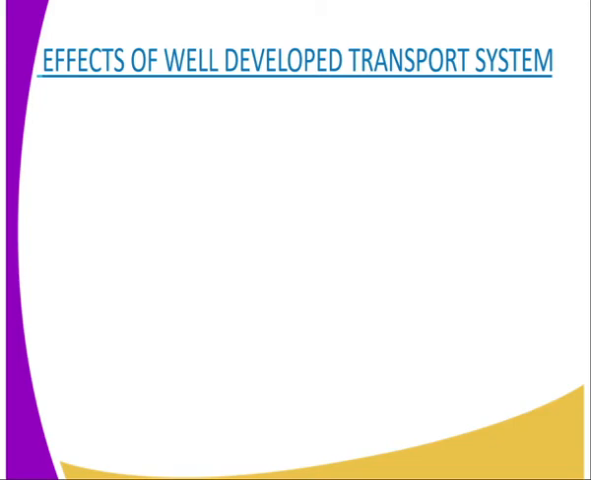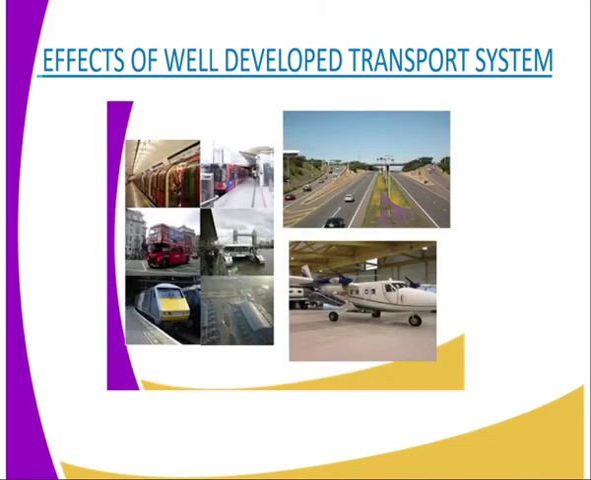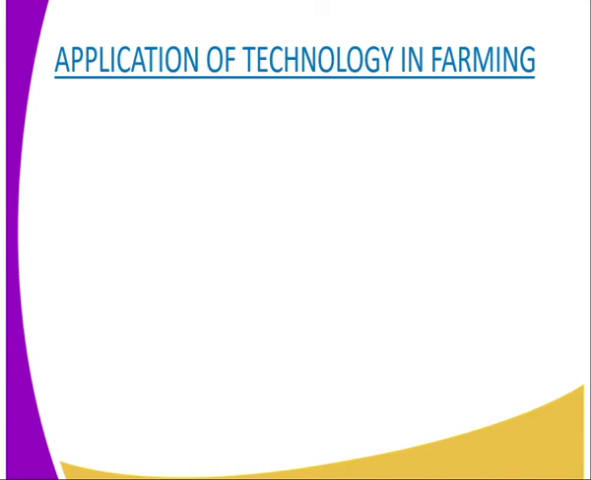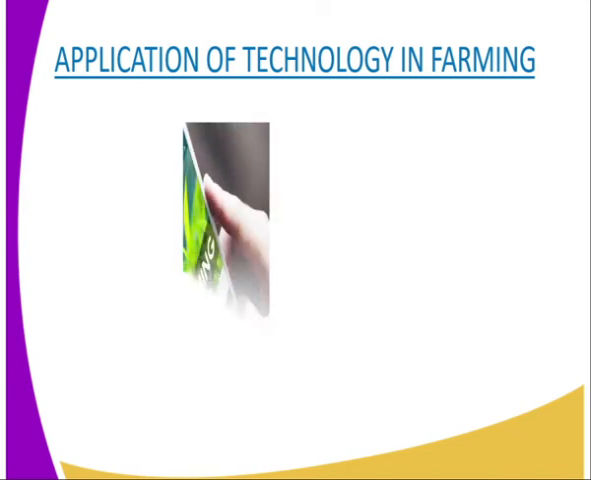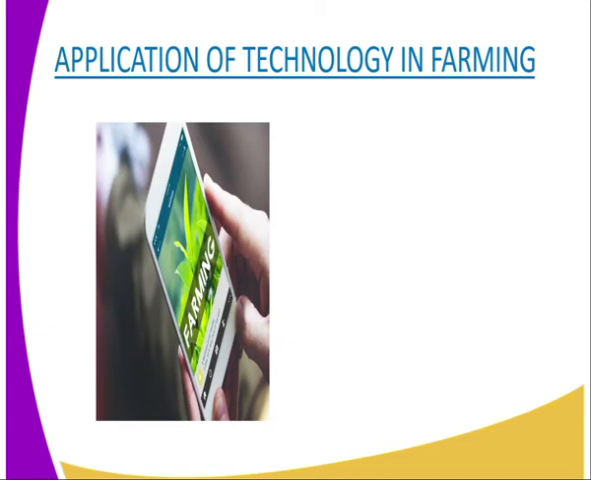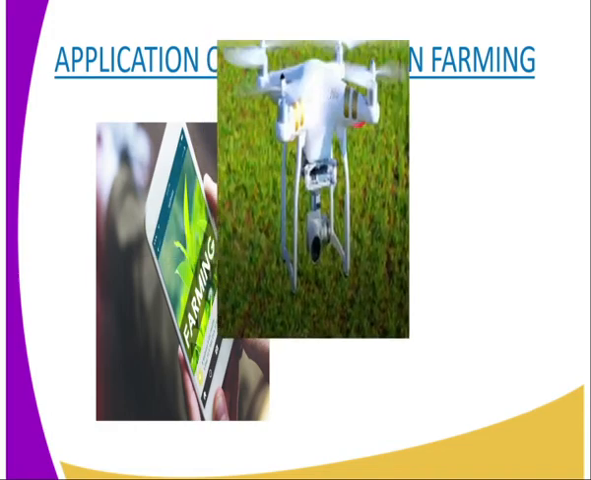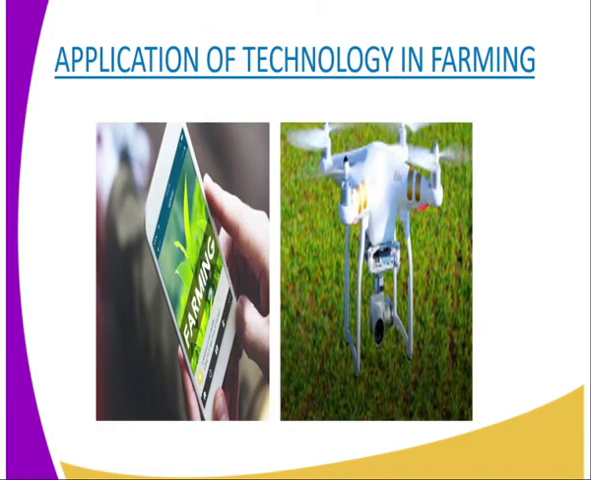We look at the effect of a well-developed transport system. We have several here: well-developed roads, air transport, and also rail transport. Then application of technology in farming. Many farmers normally use mobile phones to Google and look for the right fertilizer to use and the correct seed to use in their farm. If they have a question, they can inquire through the phone to the agricultural officers, which are normally provided by the government. Then we have the use of drones.